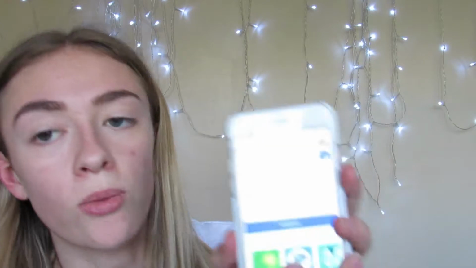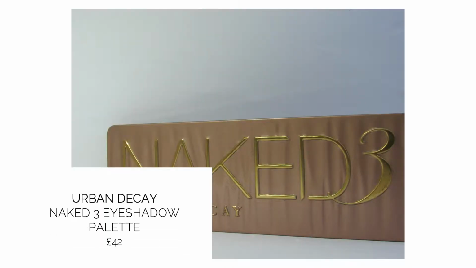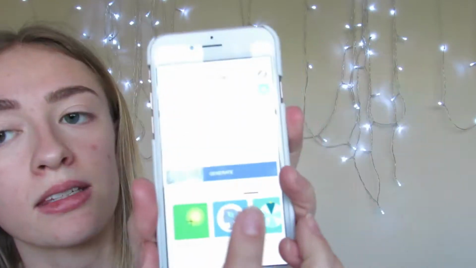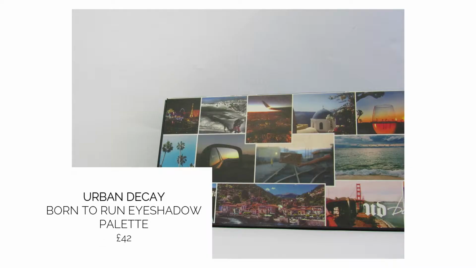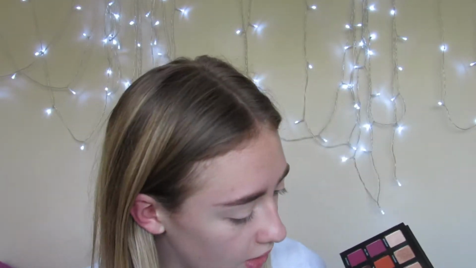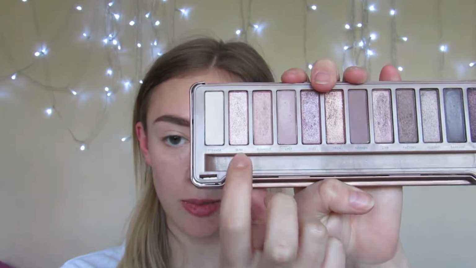The next one is going to be 6. So 6, according to my chart, is in the Naked 3 palette. 6 is Trick, which is that colour right there. The next colour that we're going to generate is 26. 26 is in Born to Run. Oh wow, okay. 26 is Wanderlust from the Born to Run palette, the dark shimmery green. The next one is going to be number 2. So number 2 is from the Naked 3 palette, and that is Dust, the light pinky colour right there.